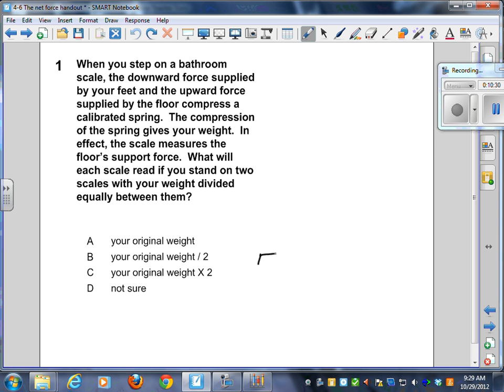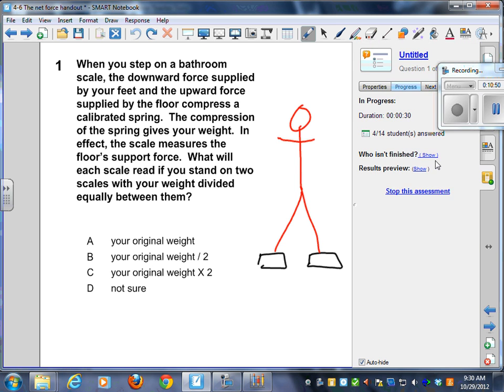Okay, so you've got two scales, and you are standing like that. What will each scale read? Your original weight divided by 2, your original weight times 2, or I don't know. We put the answer in and enter. A, B, C, or D, yep.